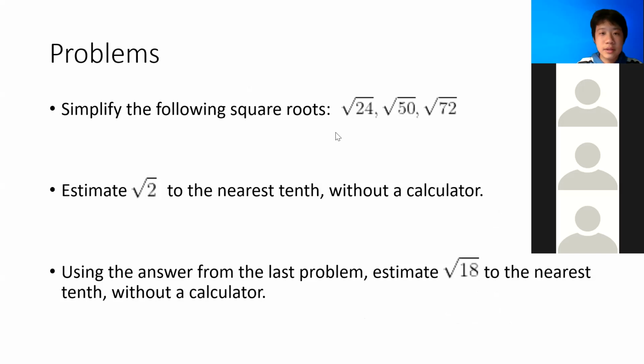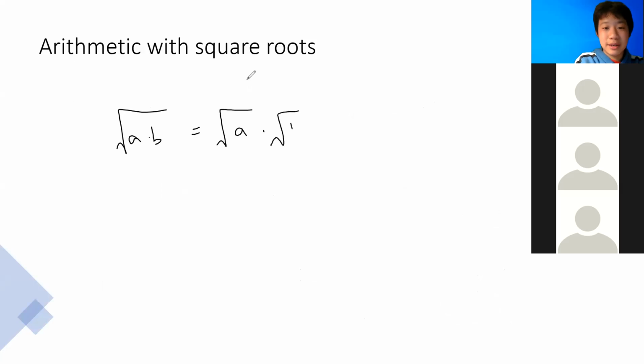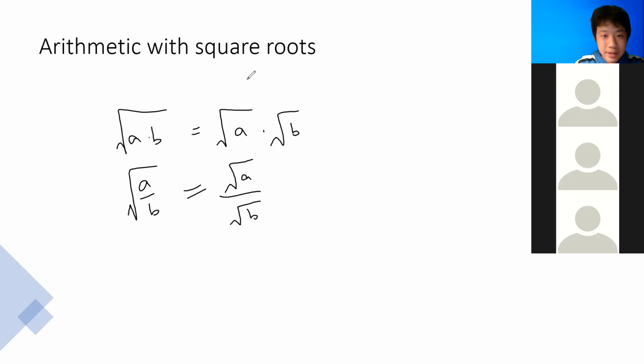All right. Now, the last thing we're going to cover today is arithmetic with square roots. As you know from what we've just done, if we have the square root of two things multiplying by each other, a times b, we can break this apart into the square root of a times the square root of b. And the same thing can go with division. We have a over b, all in the square root. We can split that up into the square root of a over the square root of b.